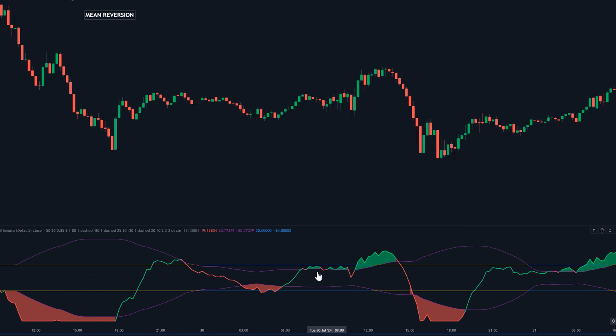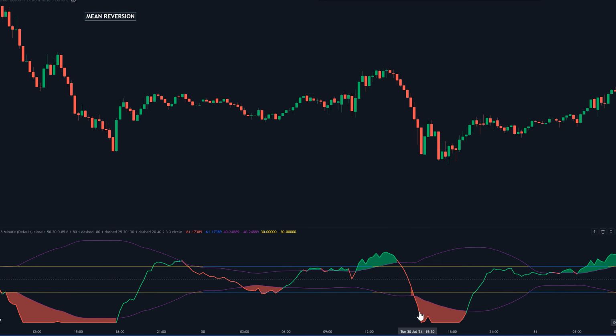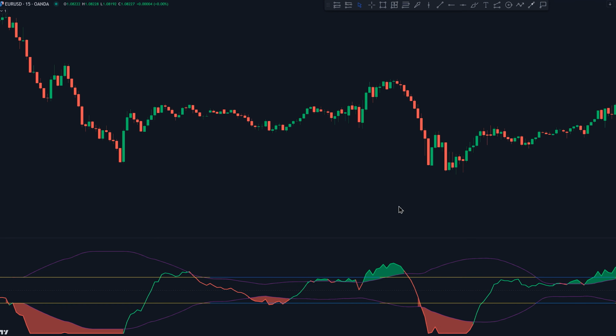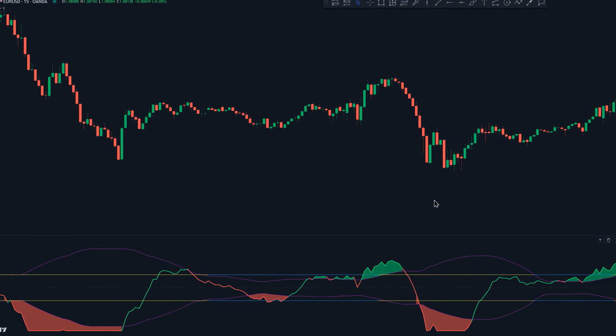So as you can see here, the 2 RMS lines were outside of the yellow lines indicating high volatility, and then the ALMA broke and closed under the bottom RMS line. This indicates an increase in the number of sellers in the market. So even though the market is volatile, it's being driven by sellers.